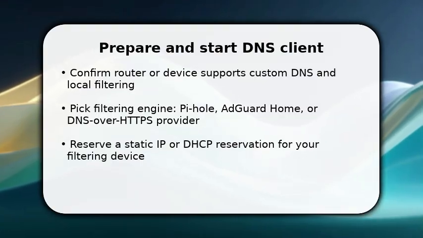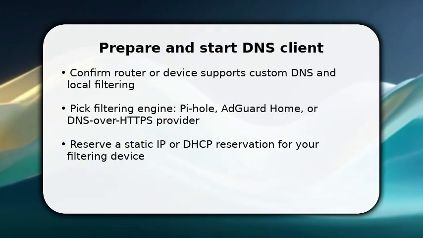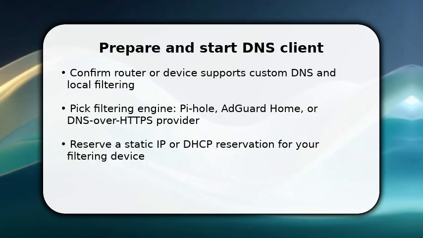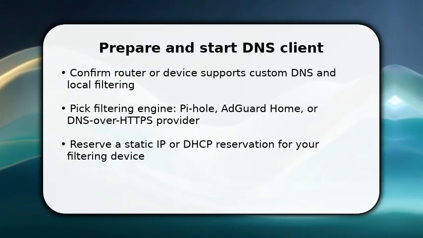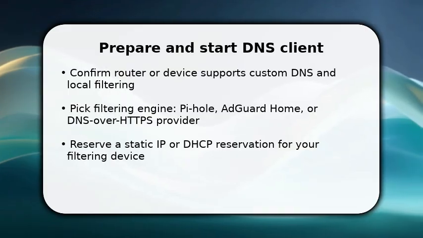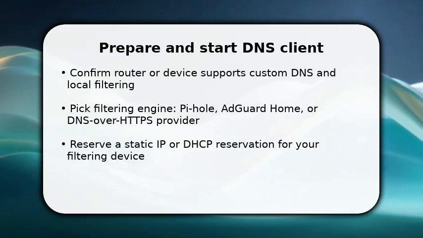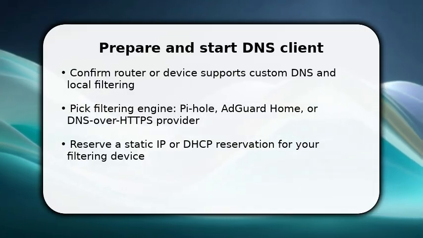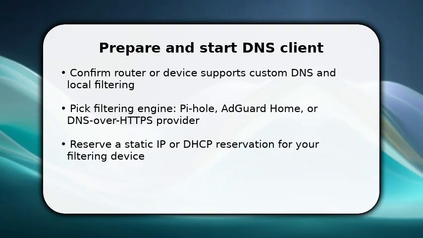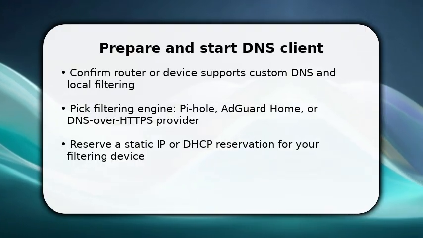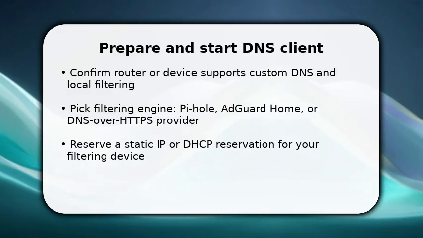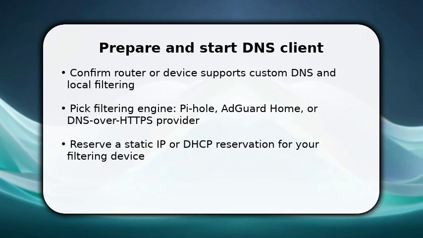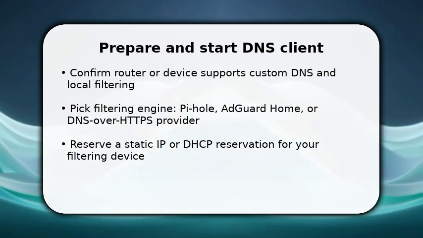You begin by confirming your device supports custom DNS and selecting the filtering engine. Install the chosen software on a small server or Raspberry Pi and set a static IP or DHCP reservation. Once done, configure upstream resolvers and basic block lists so the filter will take effect immediately. Make sure to enable logging and a web UI for quick checks. This first step gets your DNS client live and ready to accept queries from your network devices.